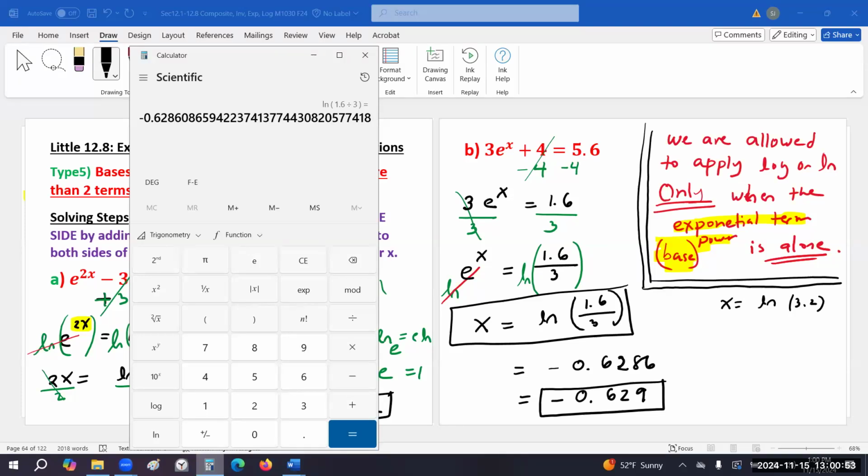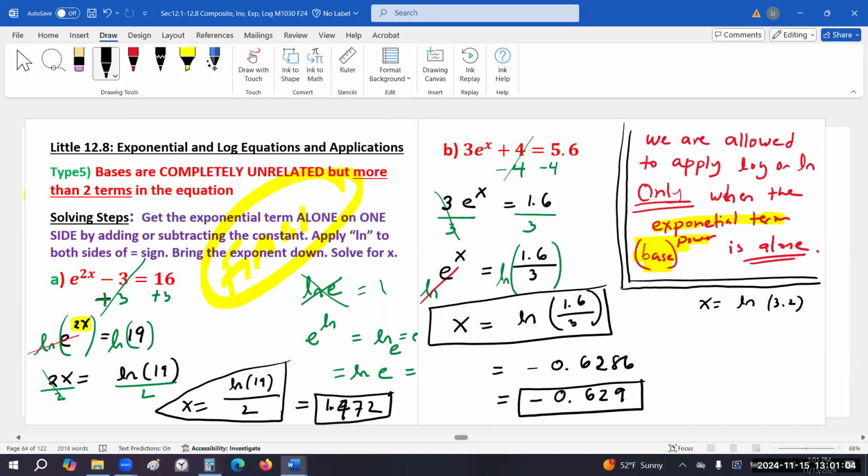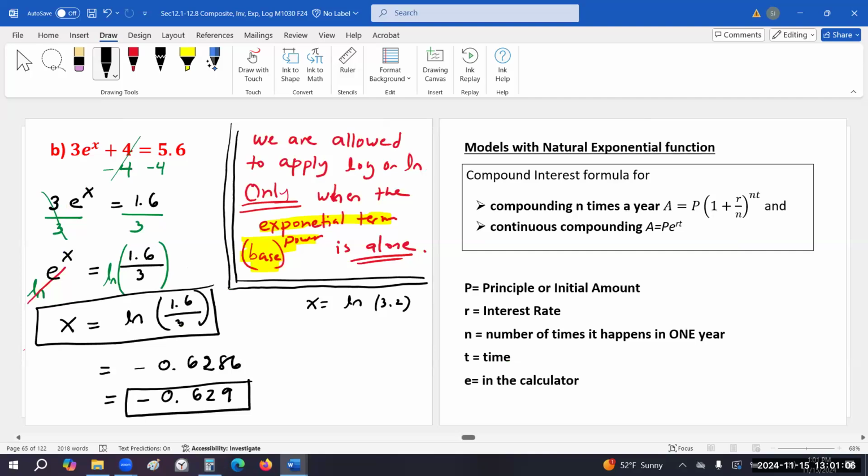So for these parts, we definitely know how to work with the calculator, how to insert this in the calculator to get the correct answer, not a wrong answer. And with this, you're done with all 5 types of exponential equations. There are 5 types. We know all of them. Same, guys, it doesn't matter which type they give you. All you have to do is follow the steps for that particular type.